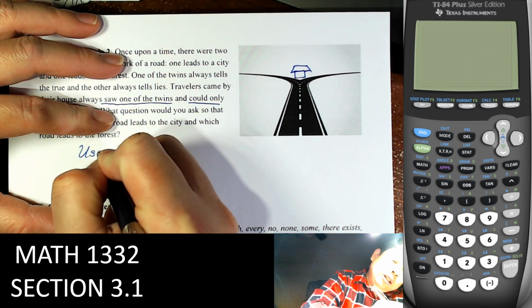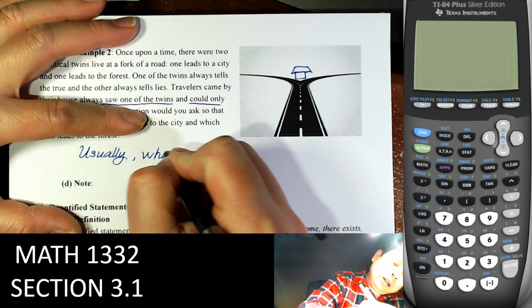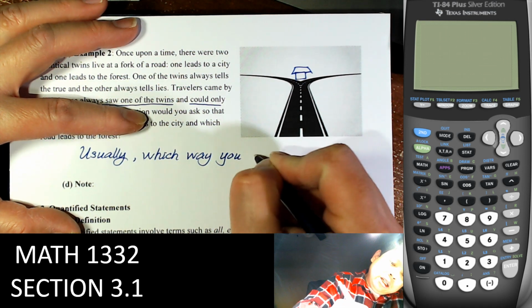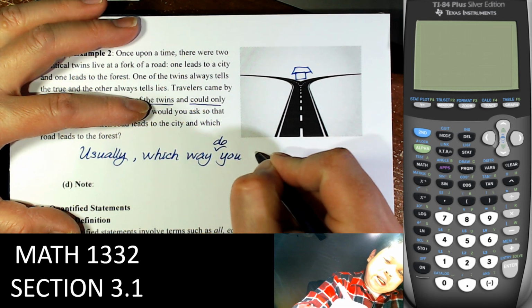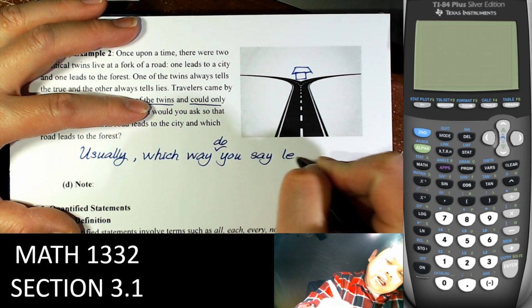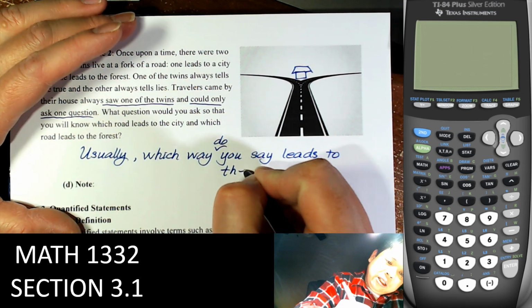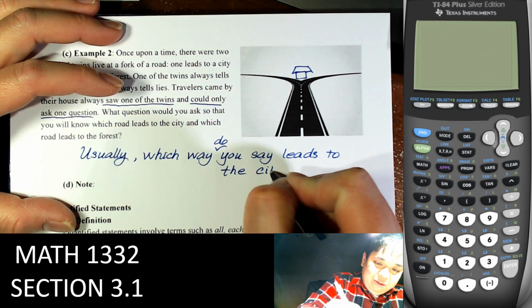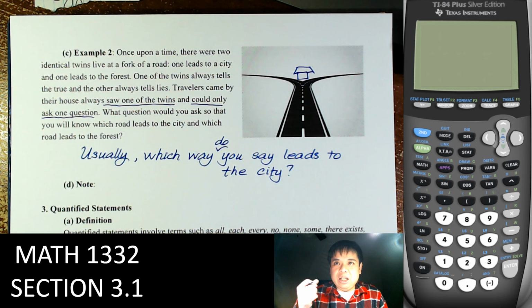Usually, which way do you say lead to the city? Yeah, let's say we just want to go to the city, for example, right? So we're going to ask that question. So usually, which way do you say lead to the city? Right, so very subtle, just one sentence, right?